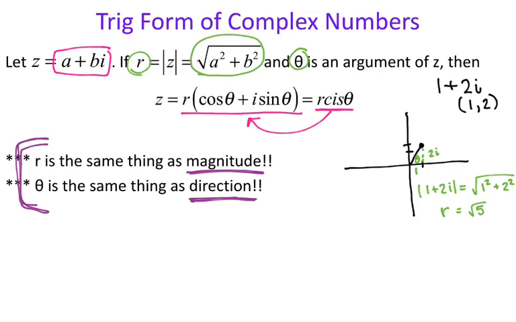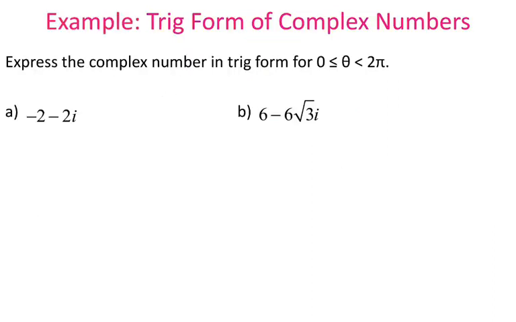Okay, so let's go ahead and do an actual problem. Express the complex number in trig form for 0 ≤ theta < 2 pi. In order to write the complex number in trig form, you need to know two pieces of information. We need to figure out what r is, and we need to figure out what theta is. In terms of vectors, r was the same thing as magnitude, and theta was the same thing as direction. So as I'm solving these problems, you'll see me do them the same exact way that we did with the vectors. Okay, so here's my a.